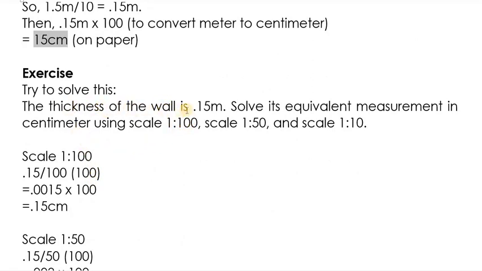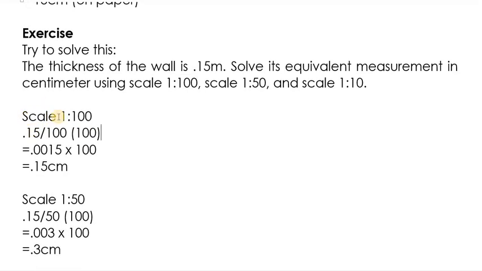So we have an exercise as well. What if the thickness of the wall is 0.15 meter? Okay, so solve also for its equivalent measurement in centimeter using scale 1 is to 100. So this is the solution. So scale 1 is to 100. So again, we replace the 1 with the real length. So 0.15 divided by 100.